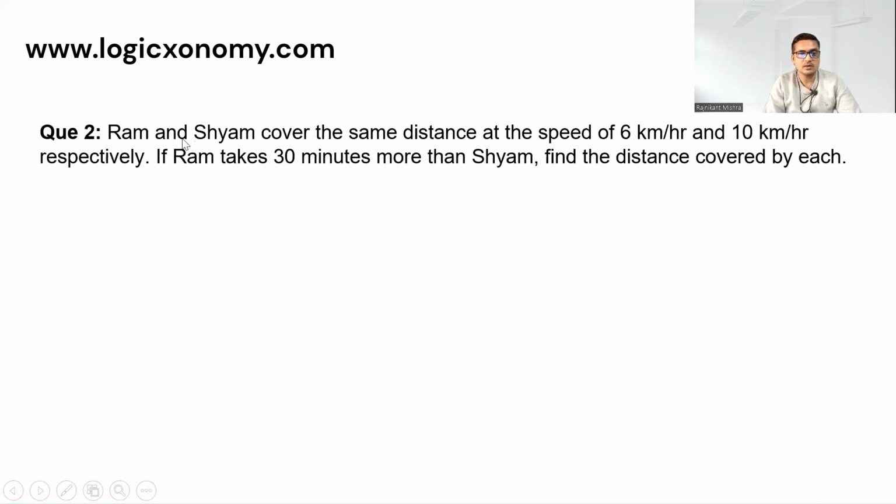Now question number 2. Ram and Shyam covered the same distance at the speed of 6 km per hour and 10 km per hour respectively. If Ram takes 30 minutes more than Shyam, find the distance covered by each.